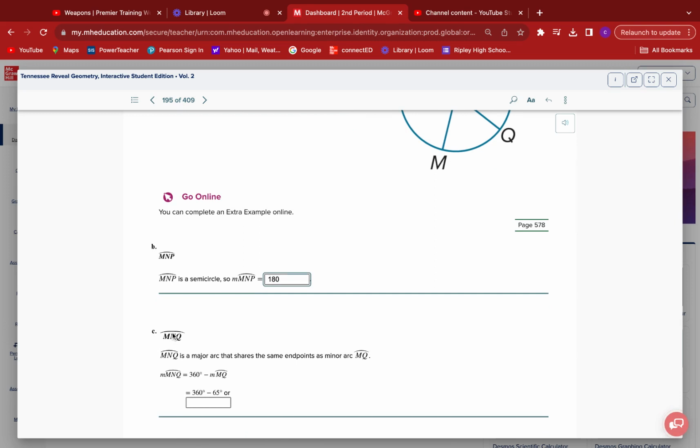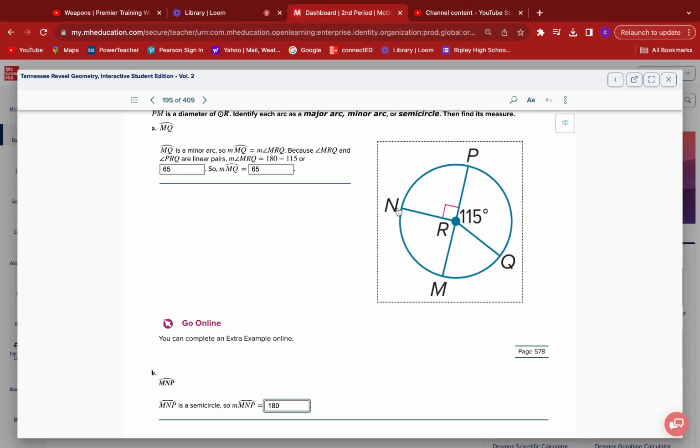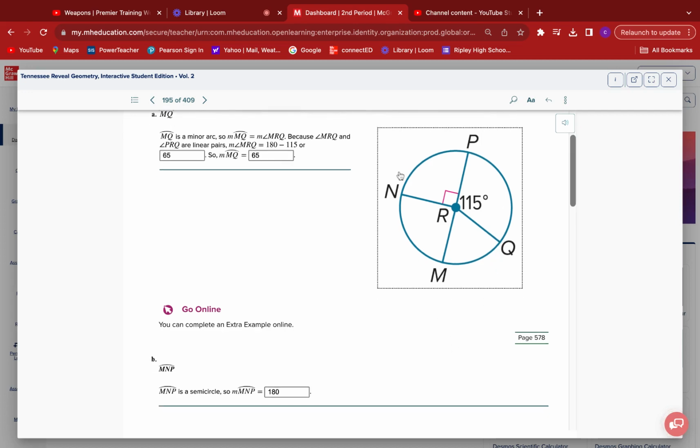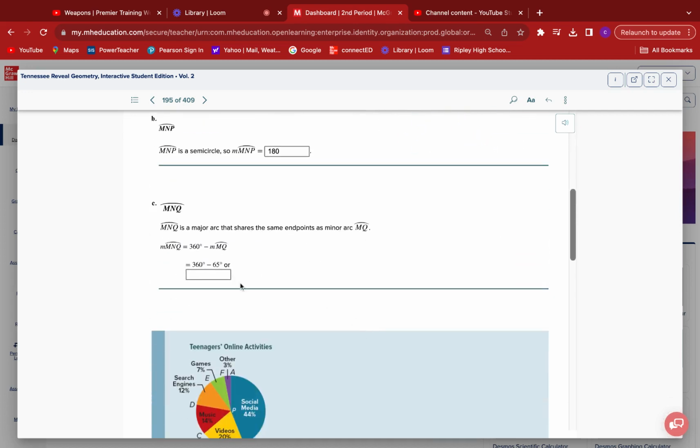All right, M, N, Q. Starting on M, going towards the N, stopping on Q. M, N, bypassing P, stopping on the Q. So I'm looking at M, N, all the way to Q. Well, if M, N, P was 180, and I add on PQ of 115, 180 plus 115 would be MNQ. So take 180, add it to 115.